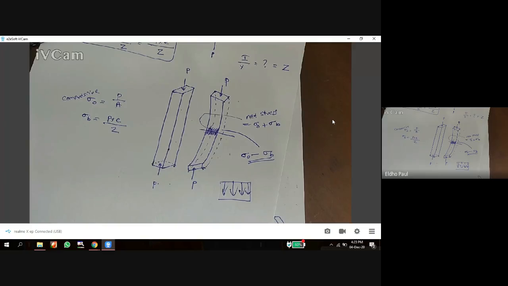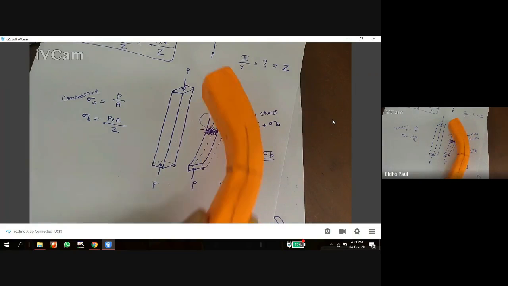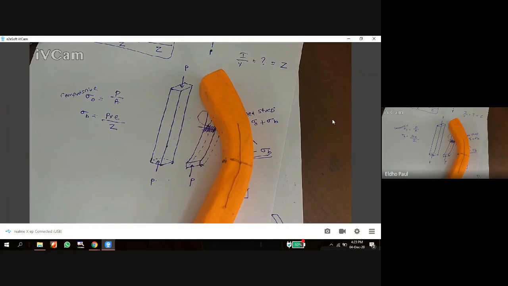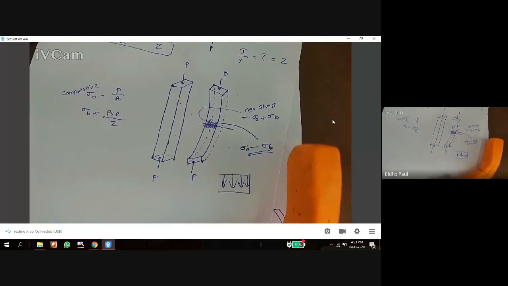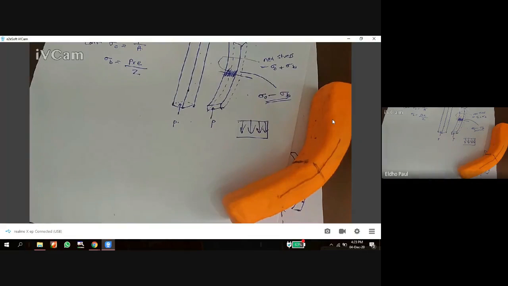So in this column, which fiber is subjected to the maximum amount of stress? Just close or turn that on, just wait.